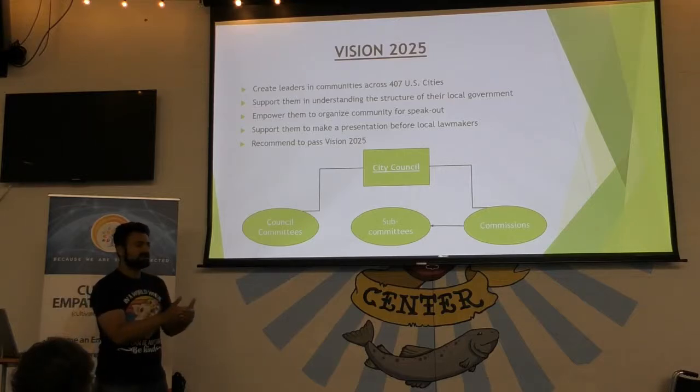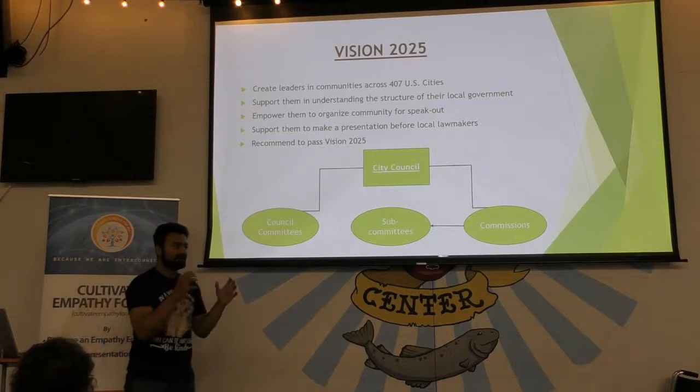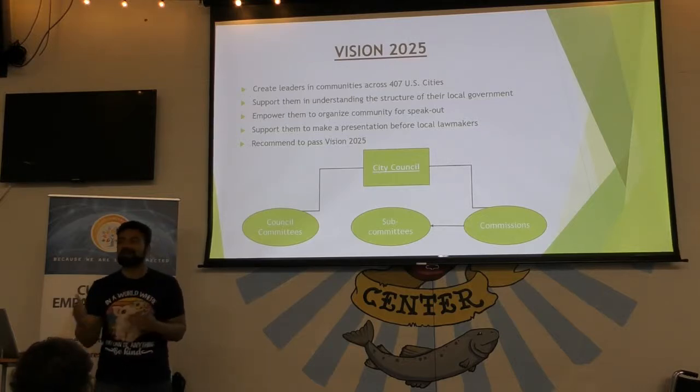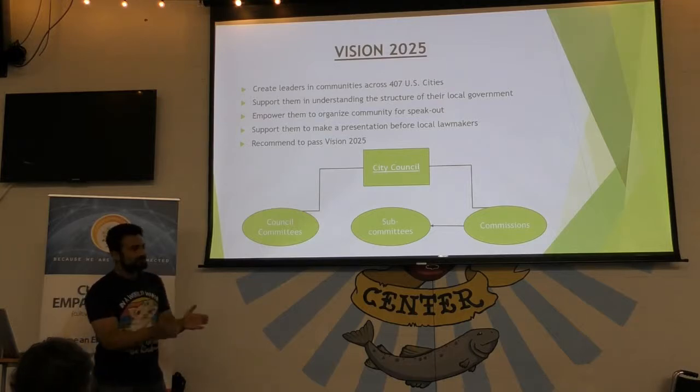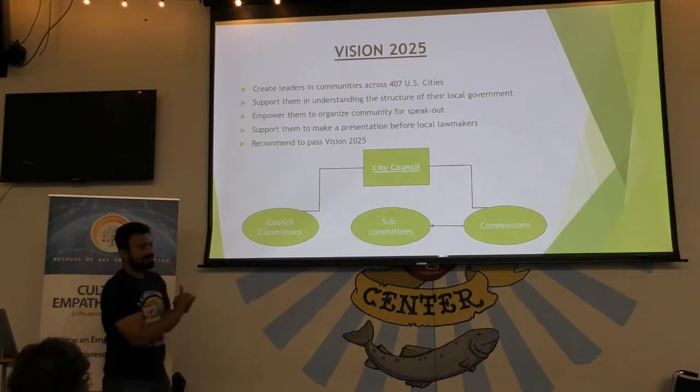So we have a chance to make a strong case against animal farming, asking our local lawmakers in the cities to reduce the consumption of meat and dairy. And in order to do that, we launched a project called Vision 2025.